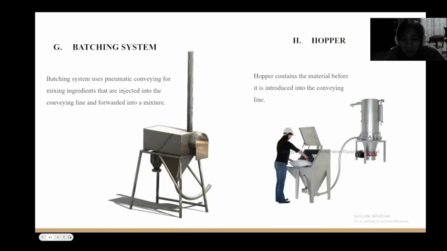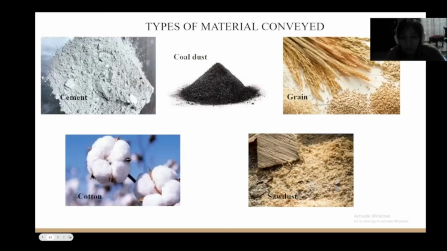Batching system uses pneumatic conveying for mixing ingredients that are injected into the conveying line and forwarded into a mixture. Batching operations dramatically increase the size of a pneumatic system. Hopper contains the material before it is introduced in the conveying line. A rotary airlock valve releases the material from the hopper.